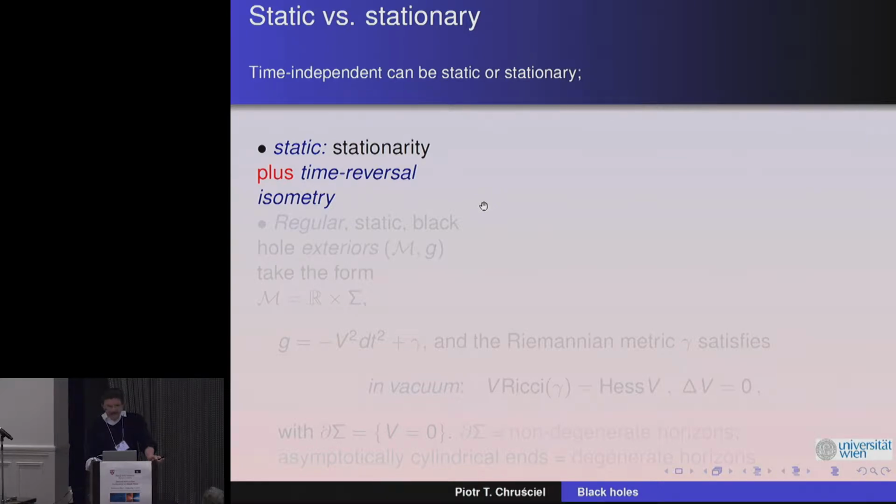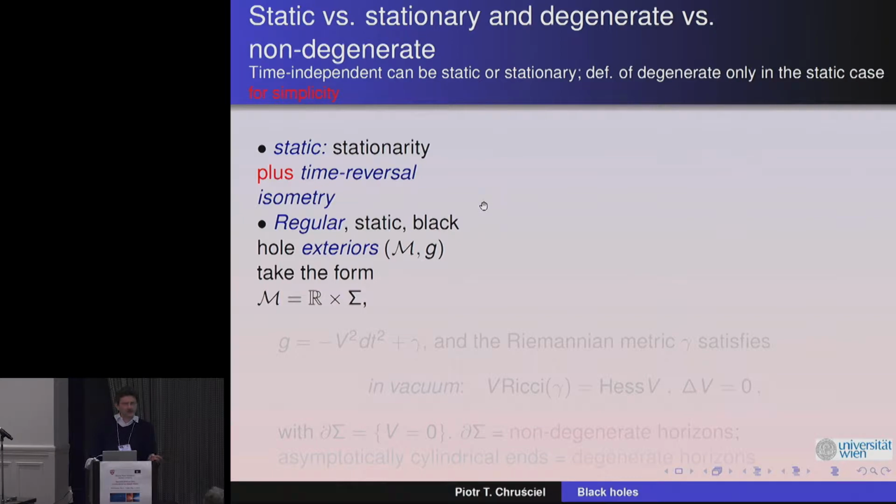So just to get the terminology right, there's static and stationary. Stationary is, roughly speaking, time independent, or at least time independent at large distances. And static, you have an extra time reversal isometry. It's not rotating. That's one way of thinking about this. Stationary: time independent, and perhaps rotating, and static is certainly not rotating. Now, there is a notion of degenerate and non-degenerate, which came up yesterday, and it's going to come up in the next theorem, so I want to make it clear what it means.